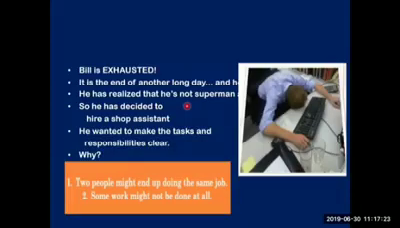Why? Because two people might end up doing the same job, or some work might not be done at all. If he is going to hire the shop assistant, it might be possible that Bill and the shop assistant will be doing the same job, or it might also be possible that some of the work will not be done. So for that, he has to design the responsibilities of the shop assistant.